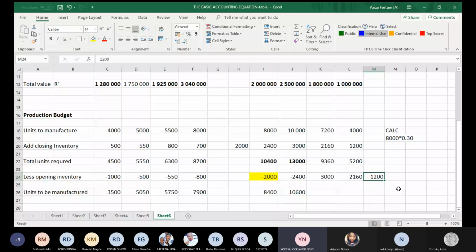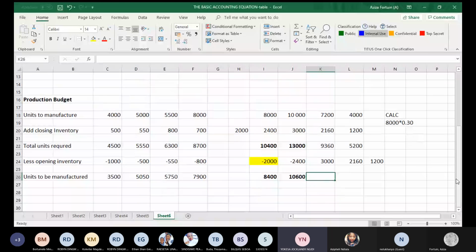Why did you minus it? Because you have to close your inventory. That's the question that I asked you earlier in the class. Why are we deducting our closing inventory? Because you only want to know what you need to manufacture. This is already on hand, so why do we need to calculate that? Okay, now that's why we're deducting it. Now it's making sense. Yes, thank you, Aziza.